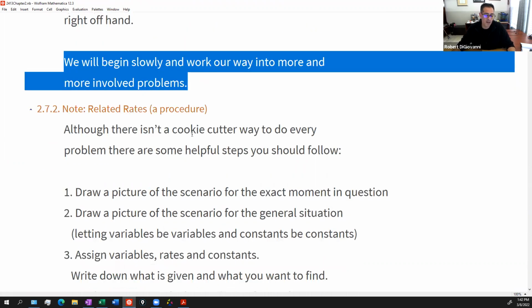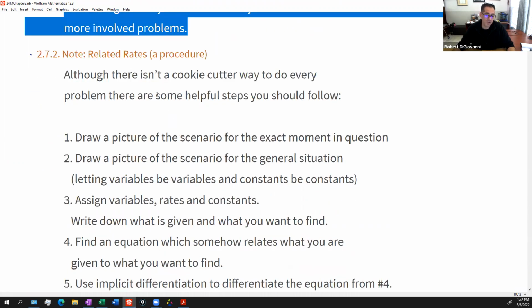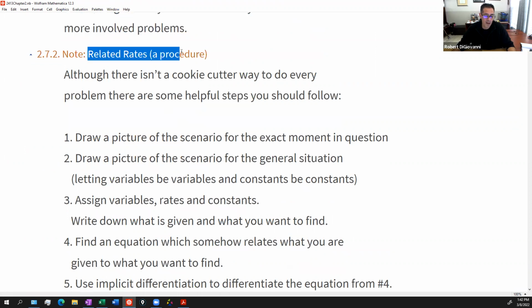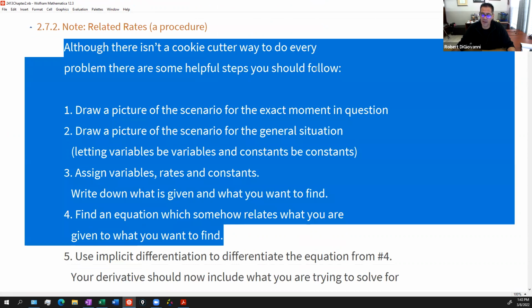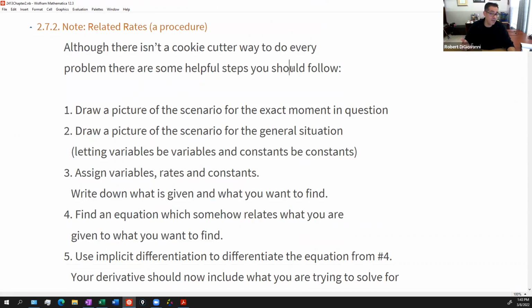All right, so there is a procedure that you can follow for related rates. I'm going to come back to this. I'd like to work through an example first. I think it's better if I do an example to begin with. After I do the example, then I'll come back and show you what I was doing, all right?